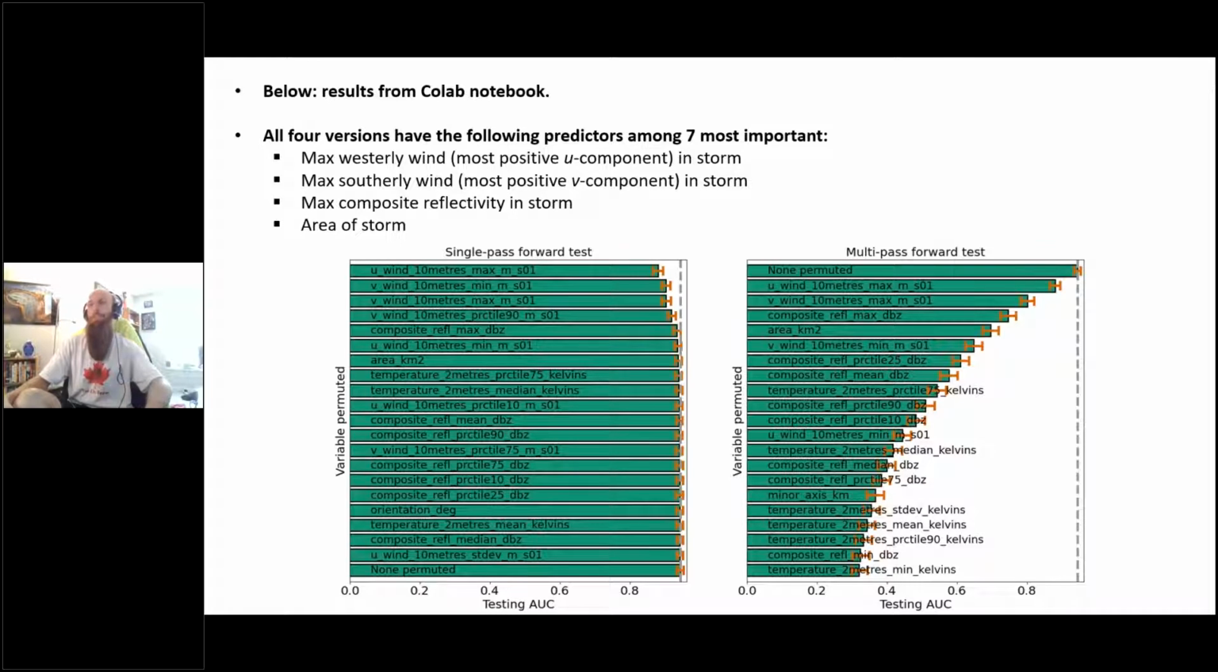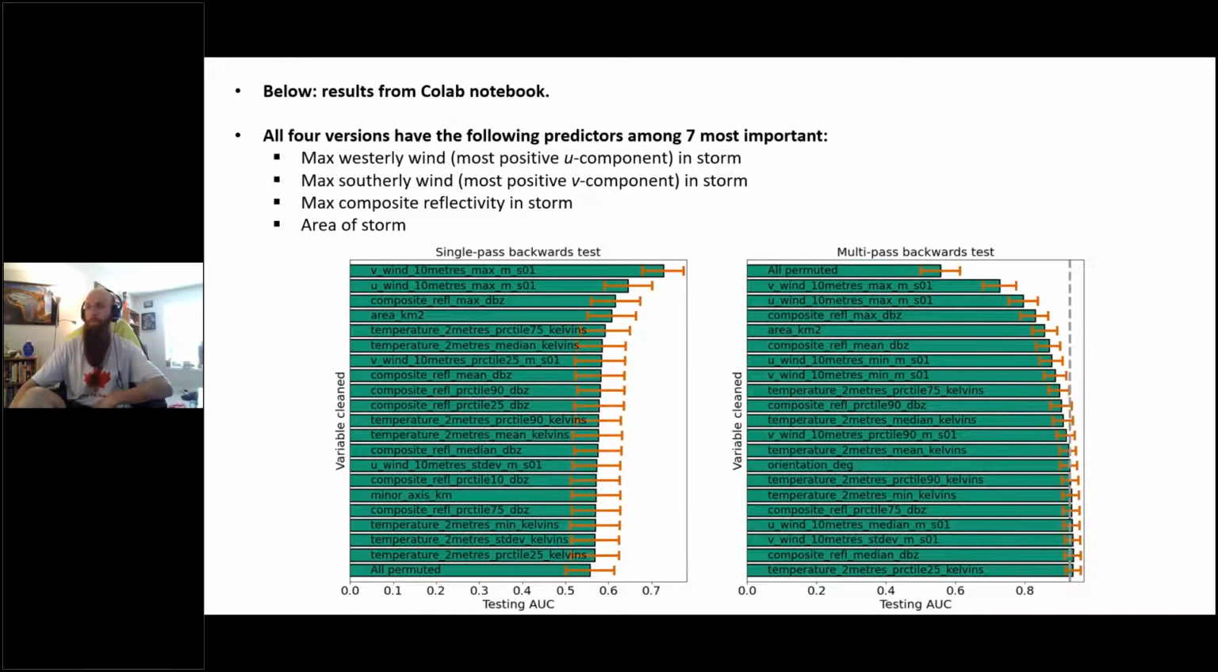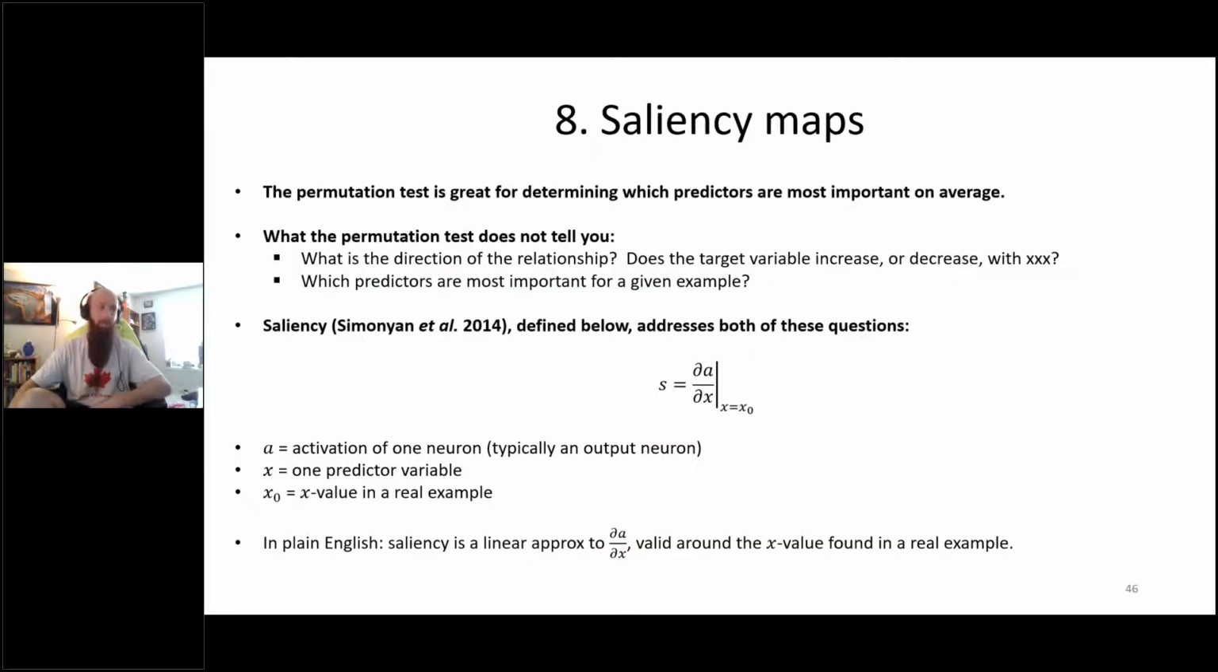So if you look at all 4 versions of the permutation test, you'll notice that they have a lot of things in common. So among the 7 most important predictive variables from the 4 different versions of the test, there's 4 variables in common among those 7. So one is maximum westerly wind, or the most positive U component inside the storm. Another is maximum southerly wind inside the storm. Another is maximum composite reflectivity inside the storm. And another one is the area of the storm, or the areal extent in square kilometers.